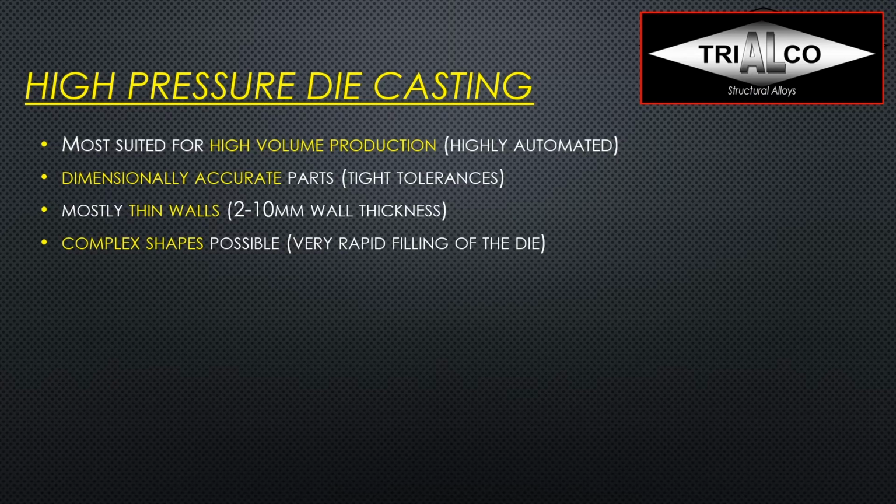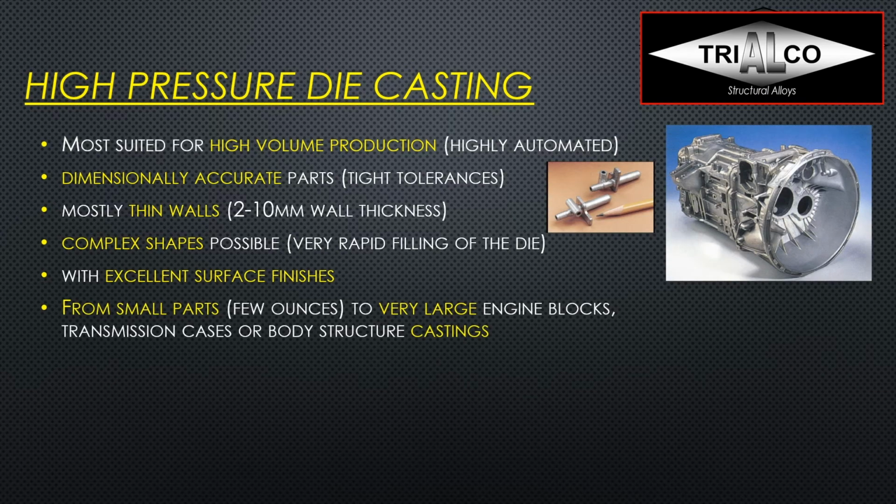You will also get excellent surface finishes, even with conventional high pressure die casting, but especially if you apply a vacuum and use the right alloys, you will get a really excellent surface finish. The best of basically all casting processes. And you can cast from very, very small parts to very large parts, such as engine blocks or transmission cases, and the body structure castings, such as shown before.